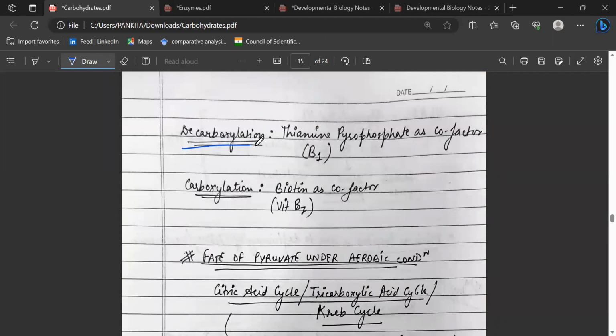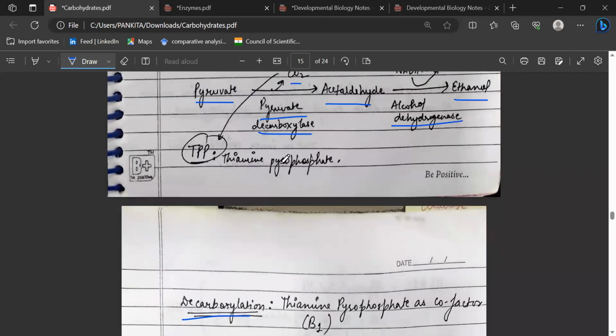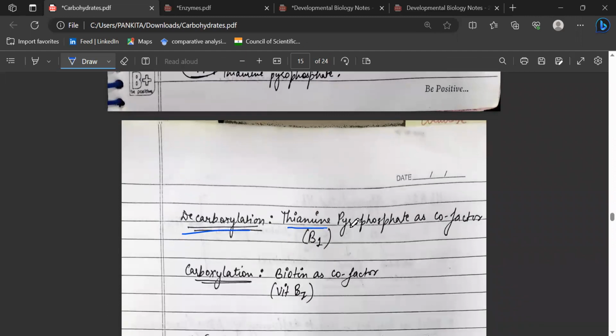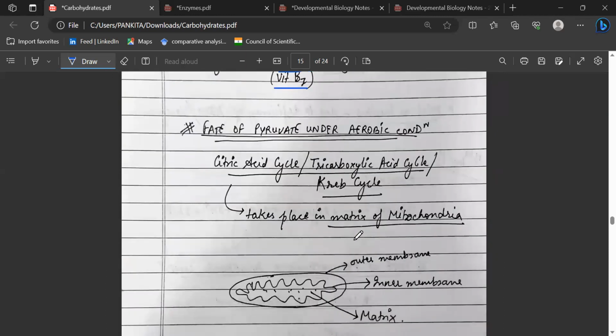Decarboxylation, basically removal of carbon dioxide, is carried out in the presence of thiamine pyrophosphate as cofactor. We also call it TPP, thiamine pyrophosphate. And in case of carboxylation, where CO2 is added, we need biotin as cofactor. Biotin is vitamin B7 and thiamine pyrophosphate is vitamin B1.